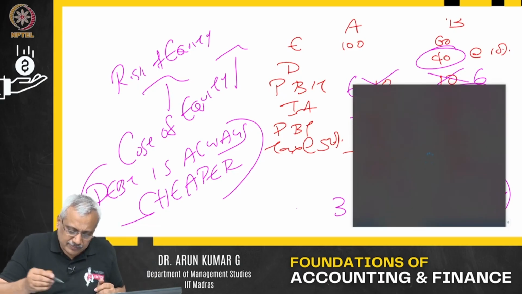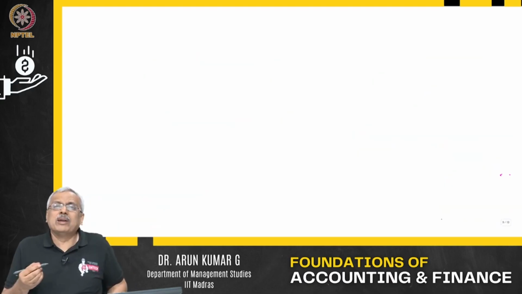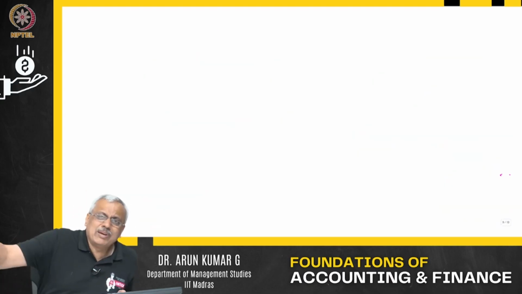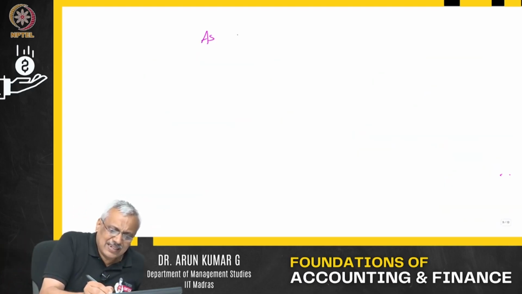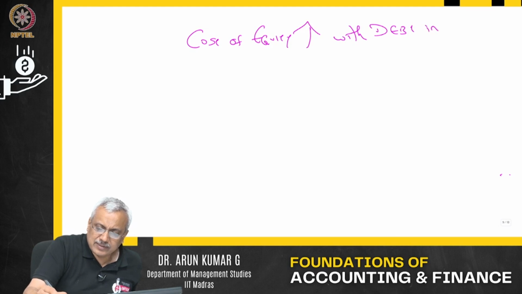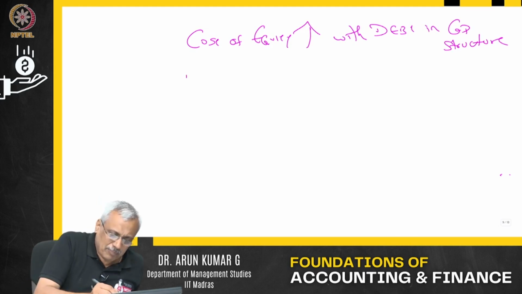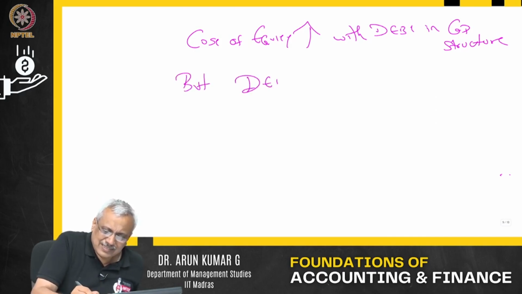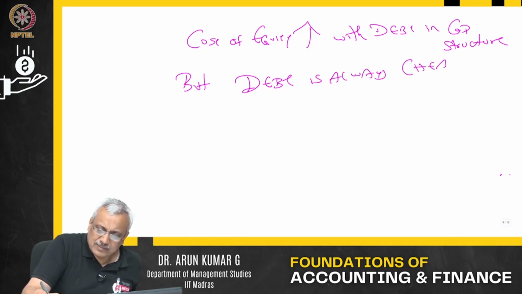Problem is, let me write, let us say cost of equity increases with debt in the firm, debt in capital structure. But debt is always cheaper than equity.